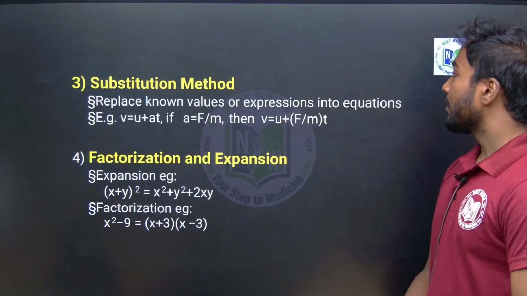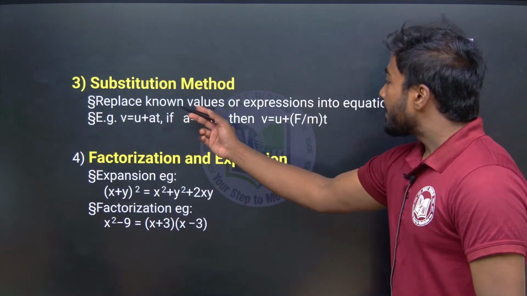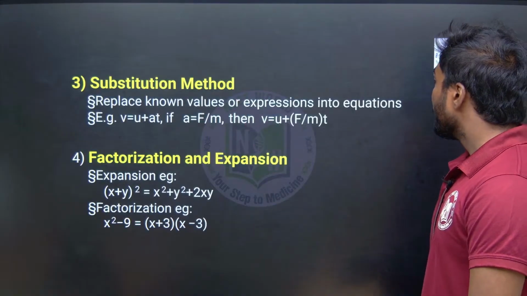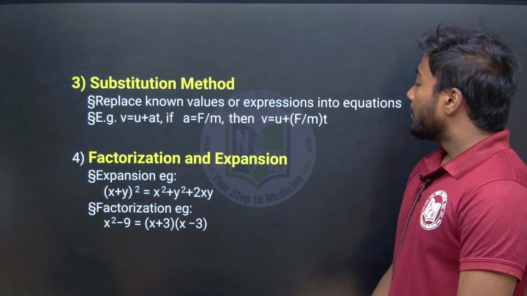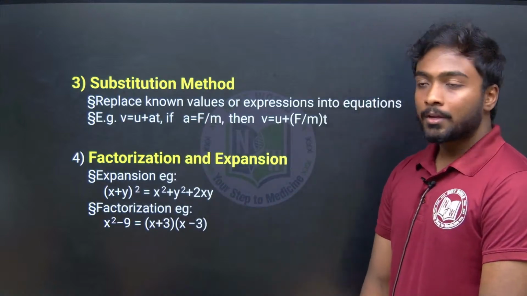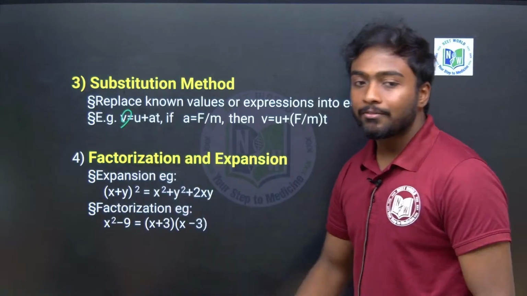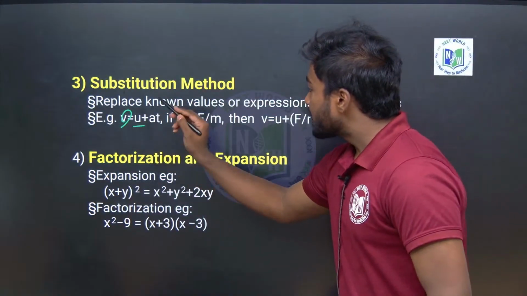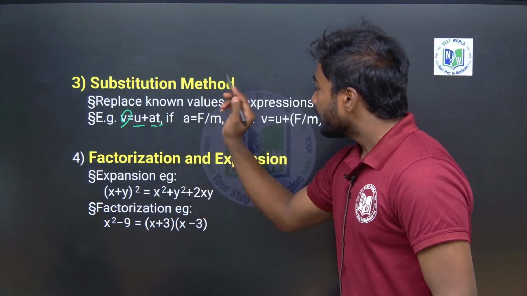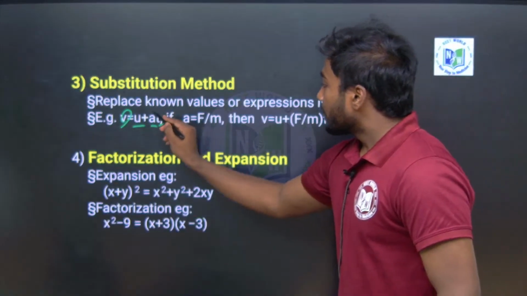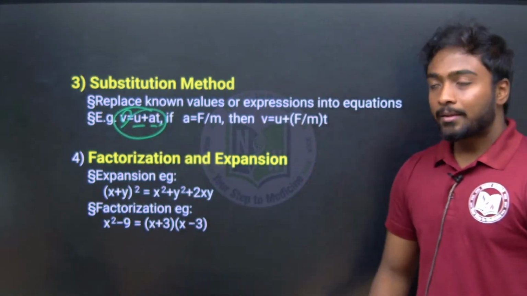Next one is the substitution method. So replace known values or expressions into equations. For example, take the kinematic equation v is equal to u plus at, where v is the final velocity, u is the initial velocity, a is acceleration and t is time. So this is equation number 1.